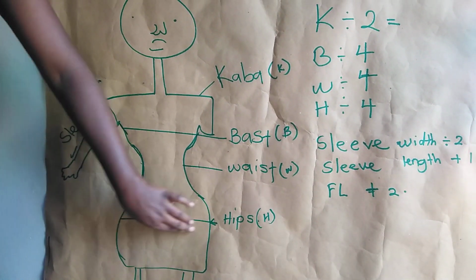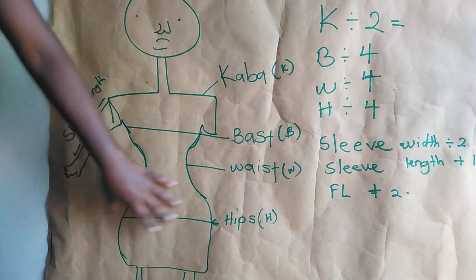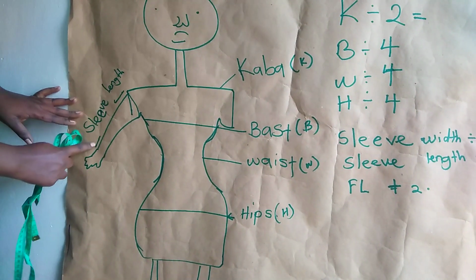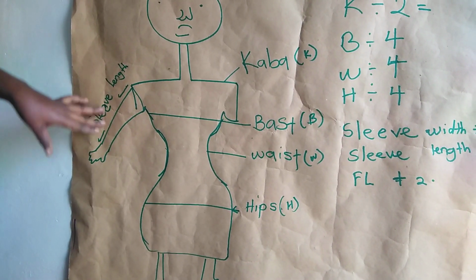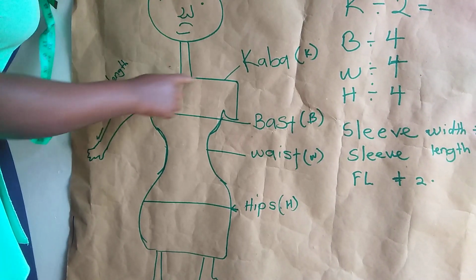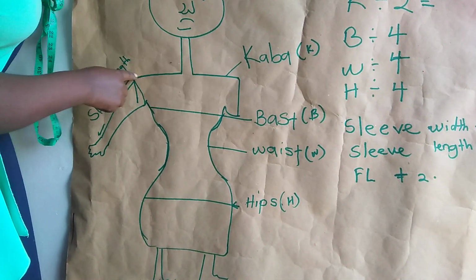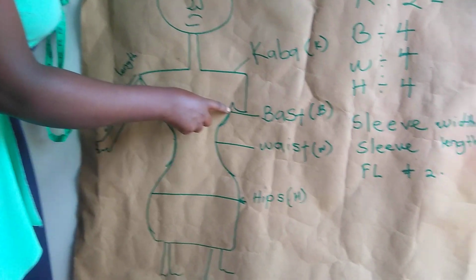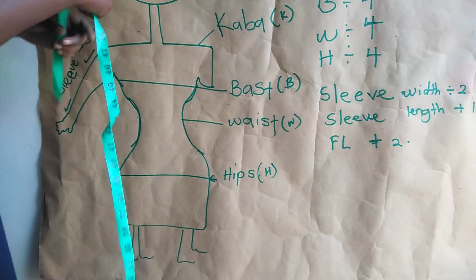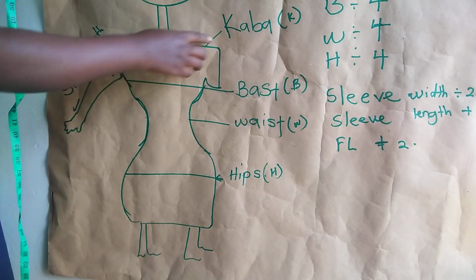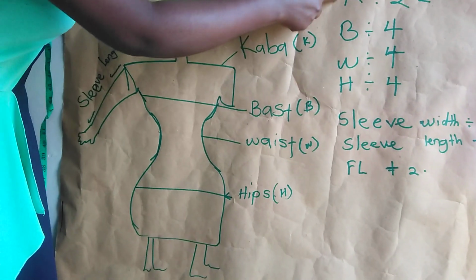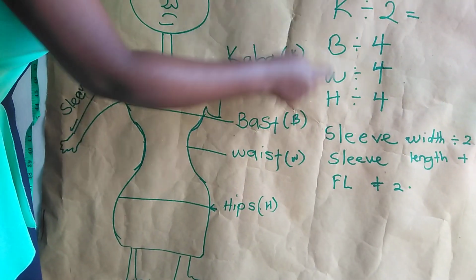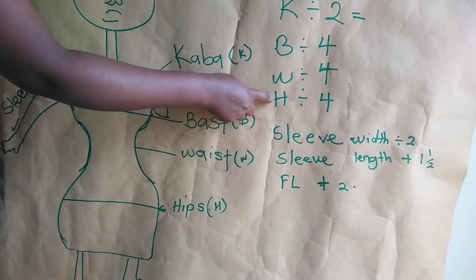So we also have the hips. Now we have the sleeve length. We want to take our measurements. For the cover, it is from shoulder to shoulder, the behind part. And for the bust, you have to measure the person all round. The cover is symbolized by K. K is the cover, B is the bust, W is the waist, H is the hips.